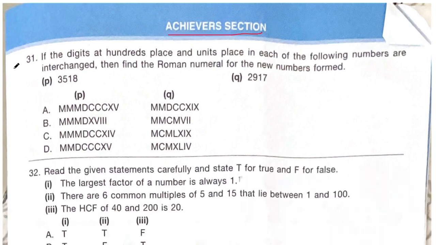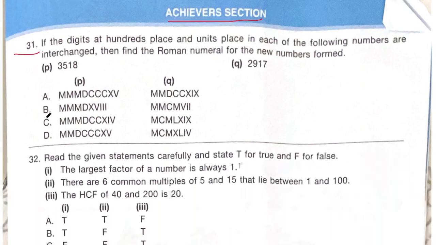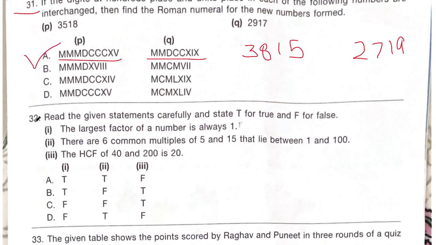Achievers section. Question 31 is, if the digits at the hundreds place and unit place in each of the following numbers are interchanged, then find the Roman numeral. So P, the number is 3518. When we interchange the hundreds place and the ones place, the new number that we get is 3,815. Similarly for Q, when we interchange, we'll get the number 2,719. So now we need to find the Roman numerals. For 3,815, the Roman numeral is here. Similarly for 2,719, the Roman numeral is this. So we should select option A.